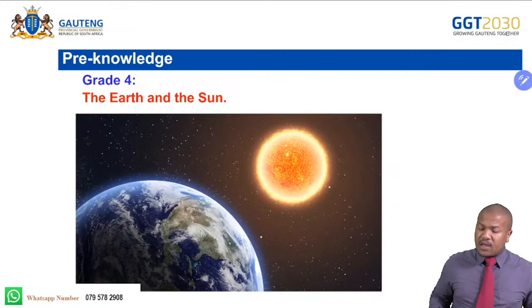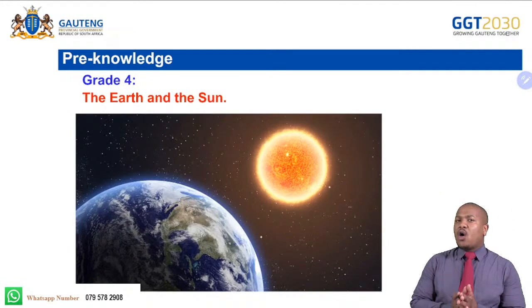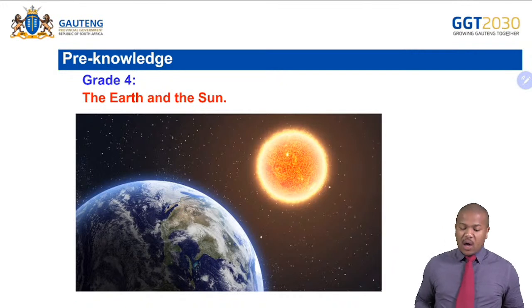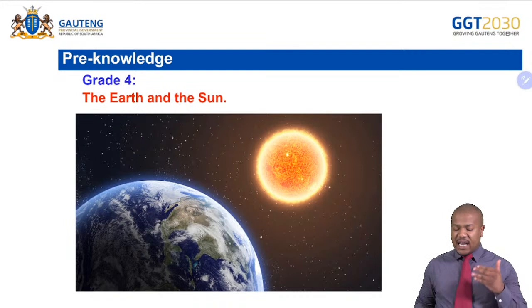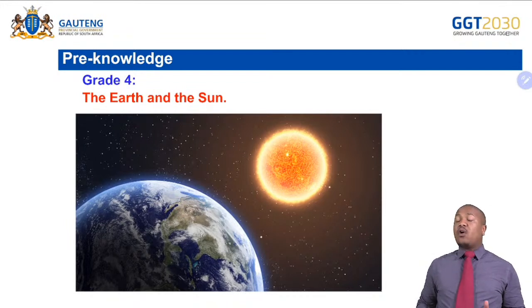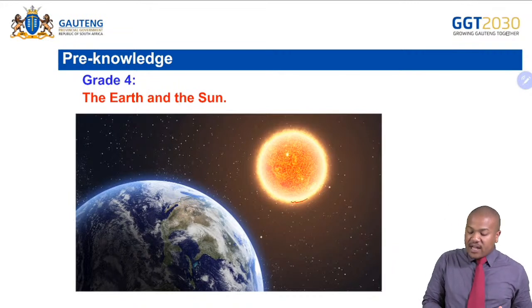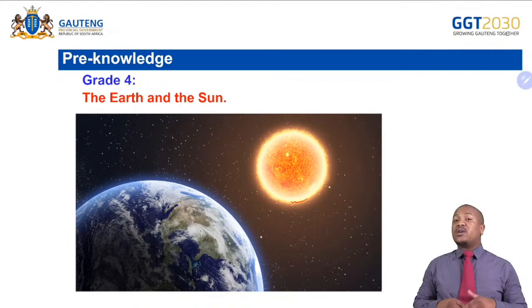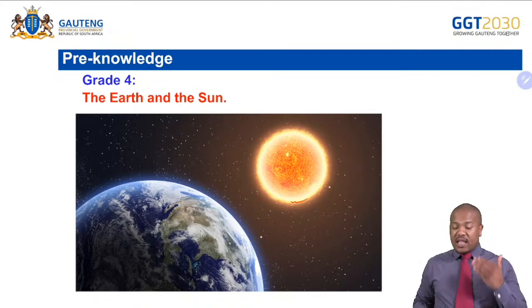Now, moving on, let's look at our pre-knowledge, right? What we need to have as foundation to today's lesson. So now in grade 4, if you remember, we discussed the topic of the earth and the sun, right? We said that the sun provides insulation, right, to the earth and provides what heat and light to the earth.